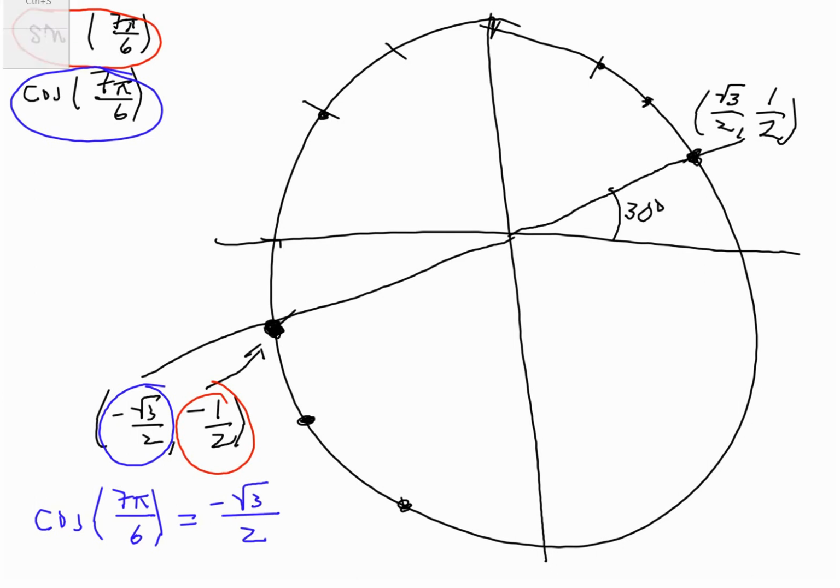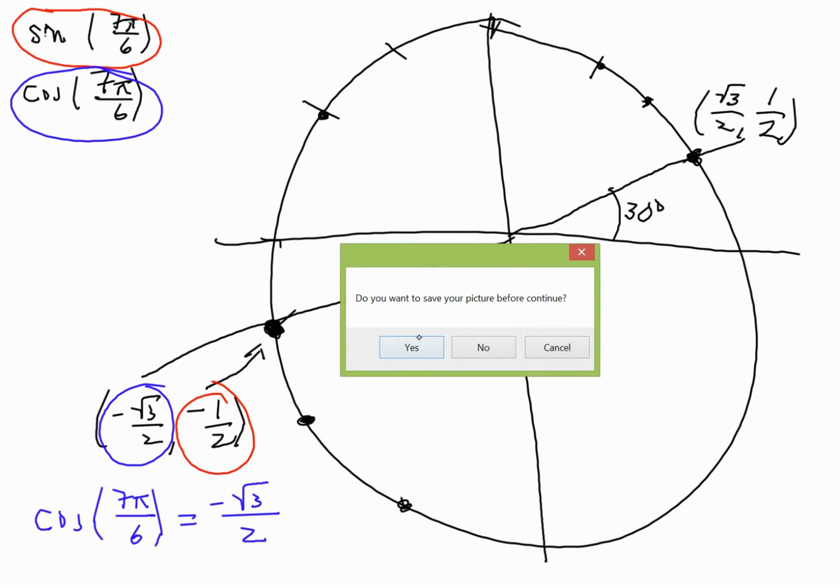Let's try this again. Let me just clear the screen here. And we'll try this again now, but how about we look at the angle 7 pi over 4, and we'll find the sine and cosine values again. So draw a unit circle.